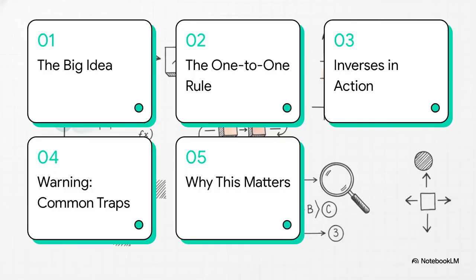So here's our game plan. First, we'll cover the big idea, that rewind button concept. Then, we'll get into a really important rule called the one-to-one rule. After that, we'll see some inverses in action, I'll give you a heads up on some common traps, and finally, we'll talk about why any of this actually matters.